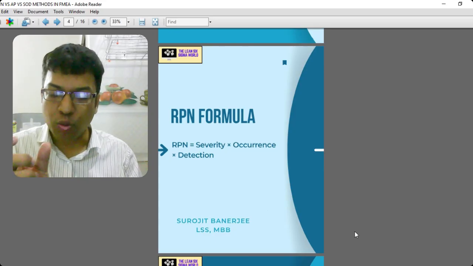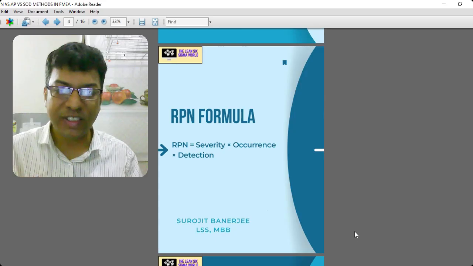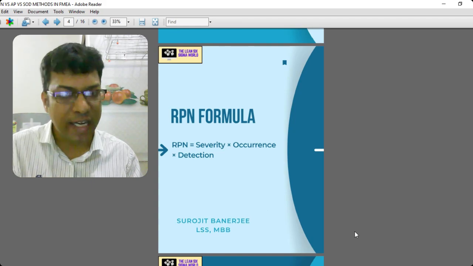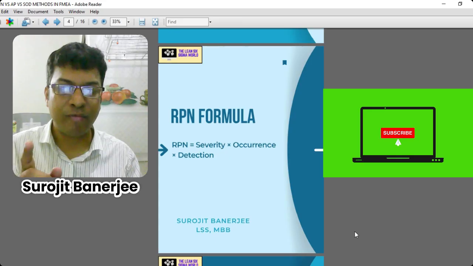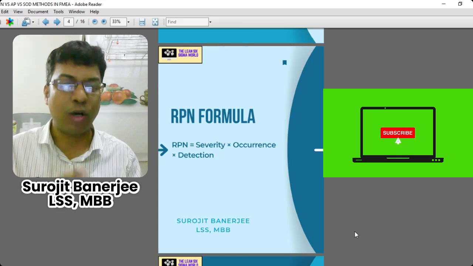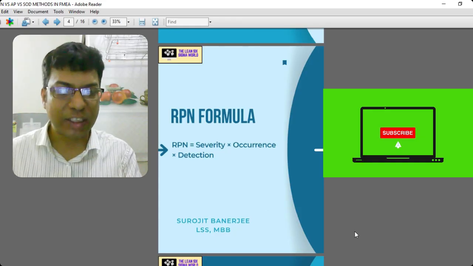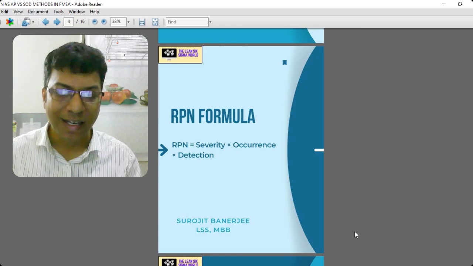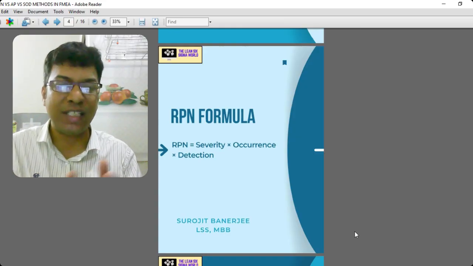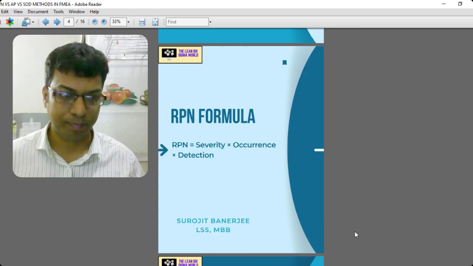There is a 1 to 10 scale. We give a number from 1 to 10 for severity. For occurrence also we give a number between 1 to 10, and for detection also a number from 1 to 10. So the RPN number can be a maximum of 1000. Why? Because severity can be maximum 10, occurrence maximum 10, and detection maximum 10. So 10 times 10 times 10 equals an RPN number of maximum 1000.